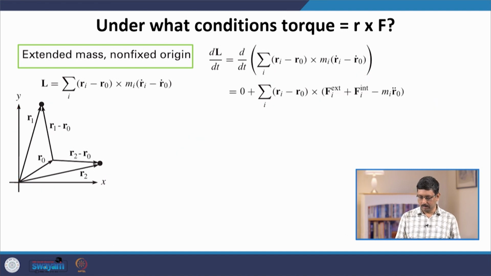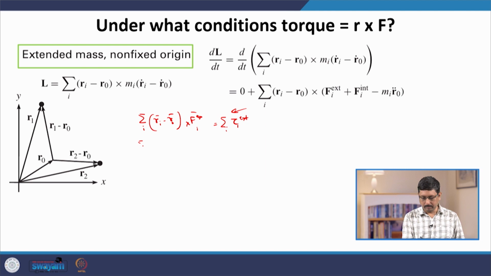As before, you can show, so this is what I have written down. Now, as before, you can show that the first term is the sum over i of all the external torque. The second term, with the same argument, you can show by applying Newton's third law, is going to be 0. Now, the last term.